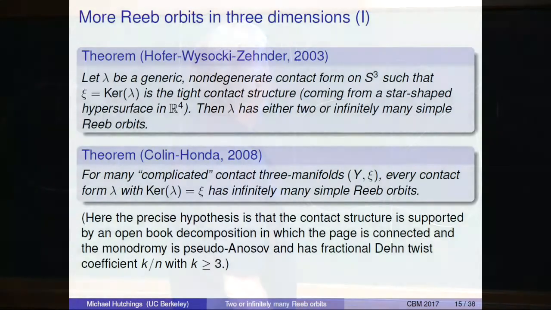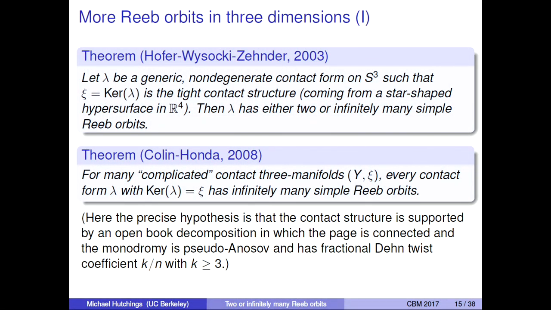So a theorem of Hofer-Wysocki-Zehnder says that on the 3-sphere, if I have a contact form which is non-degenerate, they also assume that it satisfies an additional genericity property. And if its contact structure is the standard contact structure on S^3, equivalently you could say that I take a generic star-shaped hypersurface in R^4, then there are either 2 or infinitely many simple Reeb orbits.